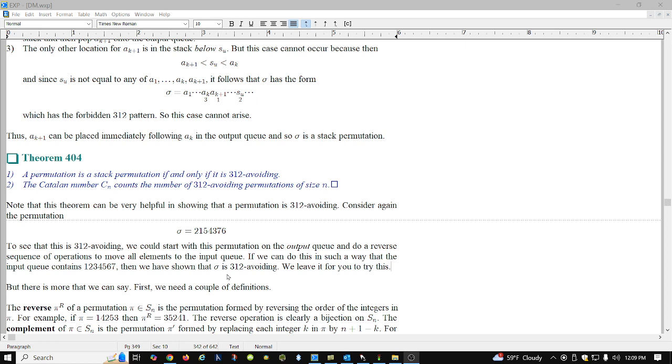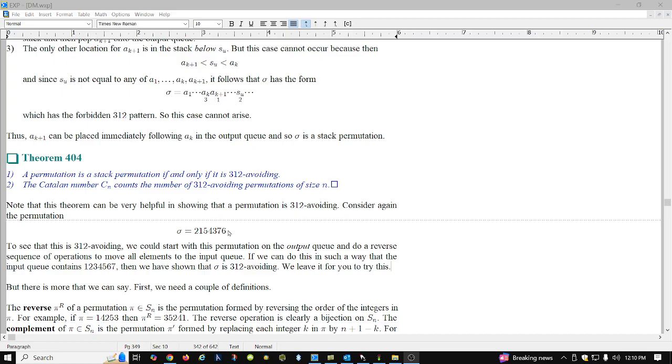You can use this stack game. So remember this permutation I mentioned earlier. I said it was 312 avoiding, although it may take a while to sort that out. Well, what you can do is start the game at the end. So put this permutation on the output queue. The stack and the input queue are empty. And do a sequence of reverse operations: move from the output queue, push onto the stack, or pop from the stack onto the input queue.